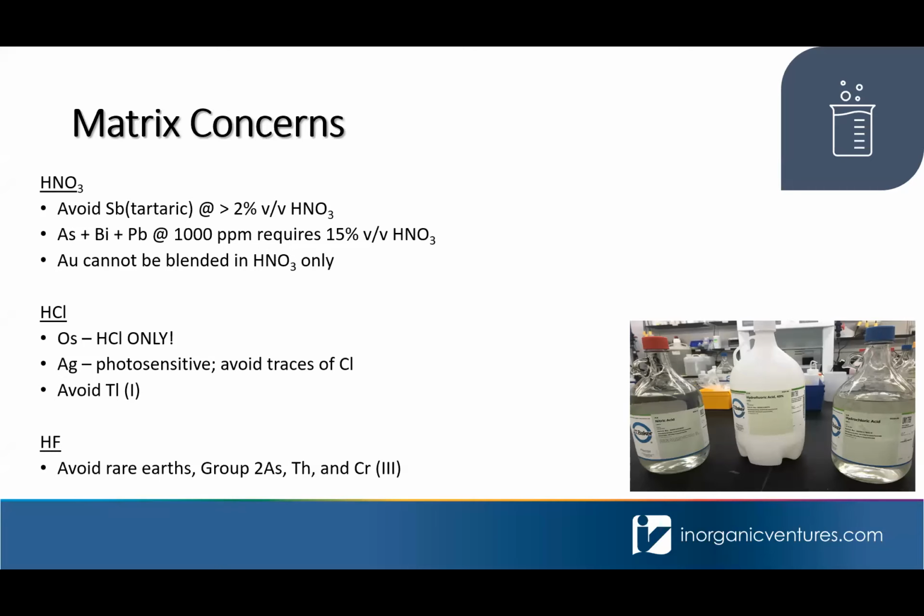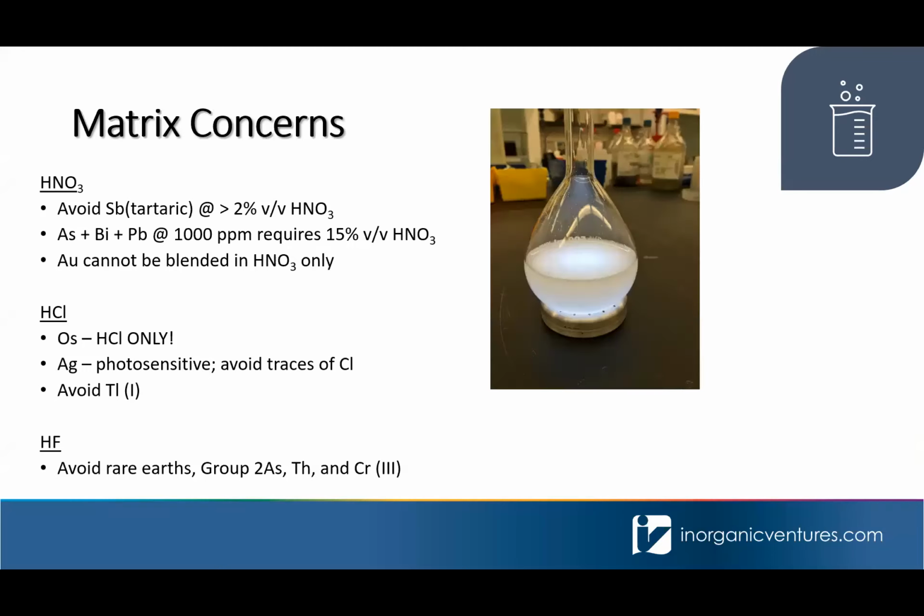Also, silver can have issues with HCl. So silver in the presence of chloride is photosensitive, and it will precipitate at trace levels of chloride. Okay, so you can see the formation of the crystals when you're adding a trace level of HCl to silver. So what we do to avoid this is overwhelm the system with chloride ions. So we're talking 10, 15, 20% HCl when you have certain levels of silver in your system to overcome this precipitation.